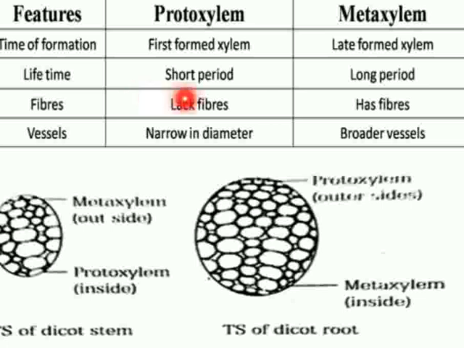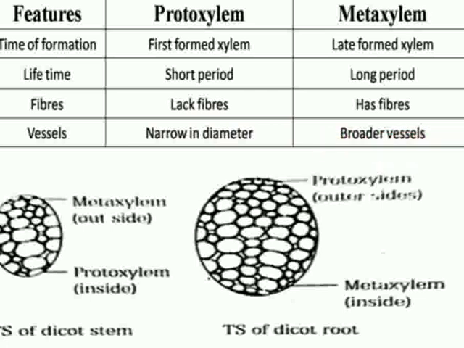Protoxylem exists for a short period of time, after which it gets converted into the metaxylem and then it prevails forever. Fibers are absent in protoxylem but develop during the formation of the metaxylem. Protoxylem cells are narrow in diameter and they are broader in the metaxylem.